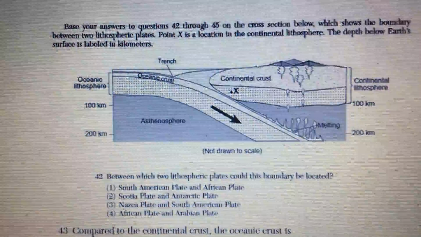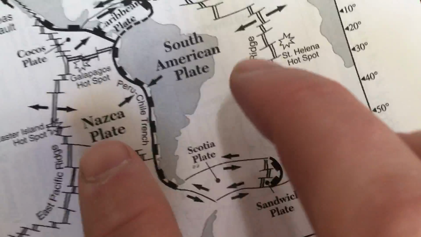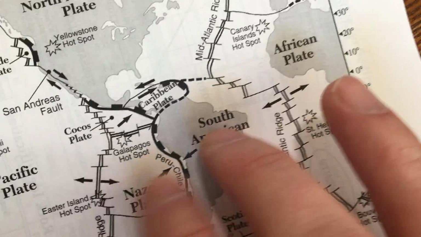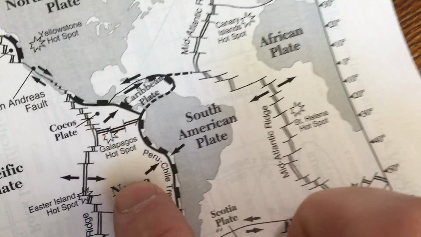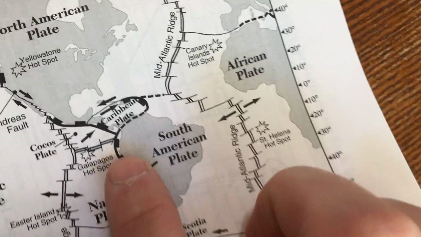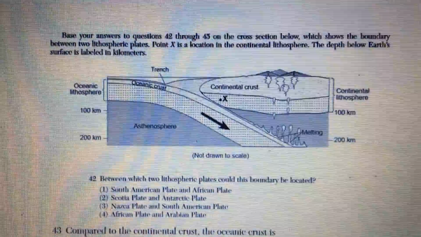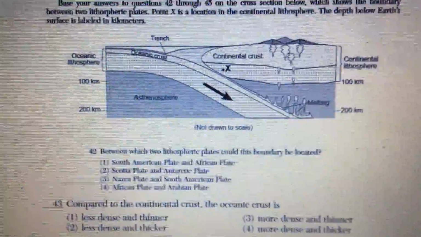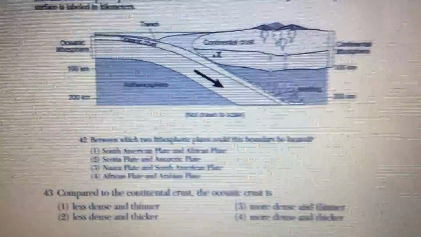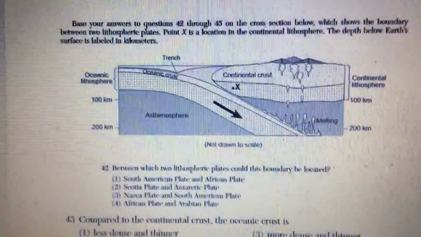Between which two lithospheric plates could this be found? If you ever take geology in college, this is the absolutely perfect textbook example of that type of boundary. Oceanic to continental convergence with a subduction zone and a volcanic mountain chain in the Andes. So I'm liking choice 2. No, I'm not. I'm liking choice 3. Nazca plate and South American plate.